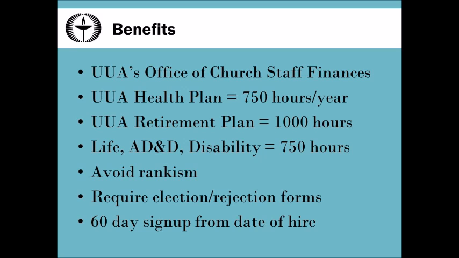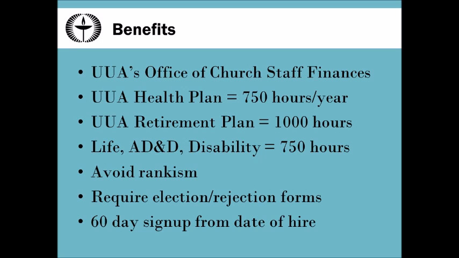The health plan eligibility starts at 750 hours a year, which is part-time status for 9 months a year for many of our staff. The retirement plan eligibility is through TIAA-CREF. It's incredibly well managed, and that eligibility starts at 1,000 hours per year. Most of our ministers who move from congregation to congregation are probably in our UUA retirement plan already, and you should be offering that to other benefit-eligible employees at your congregation. Life, accidental death and dismemberment, and disability insurances start at 750 hours. And I suggest that you offer these to the entire staff, or the entire staff who are eligible based on these hours worked, because that way you can avoid rankism.